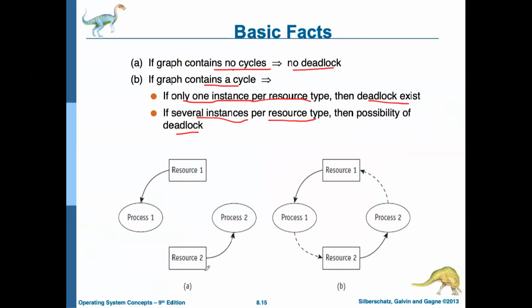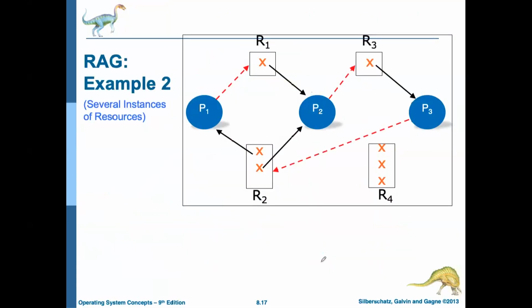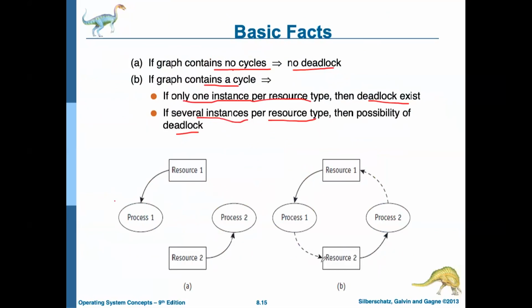So okay, this is the graph. And then, is there a deadlock based on this diagram? This is a resource allocation graph with a cycle. Of course, a deadlock will happen, because back to this concept, if there is a cycle, yes, there's a deadlock.